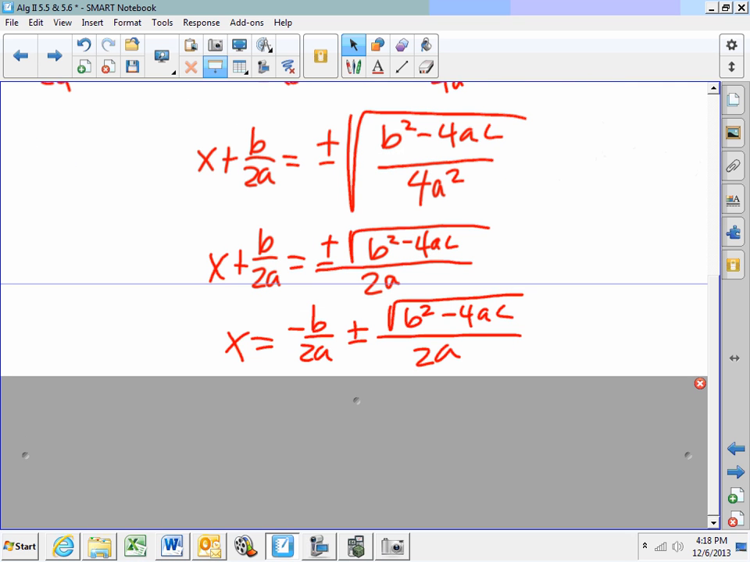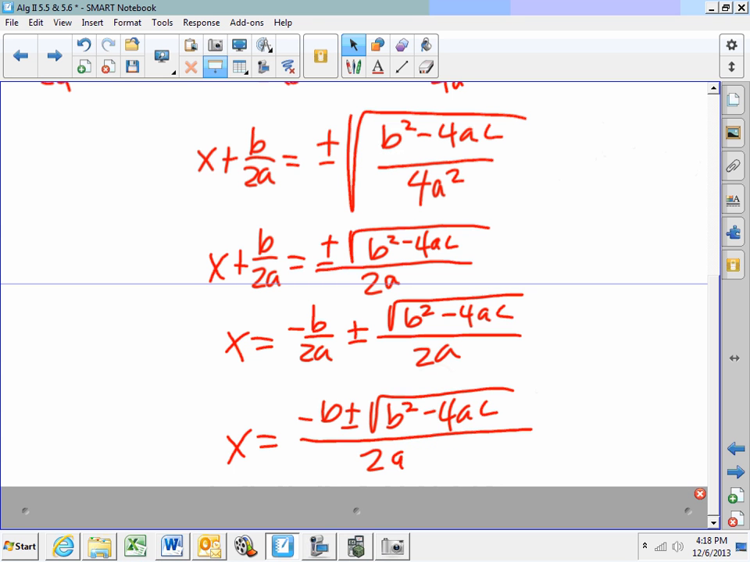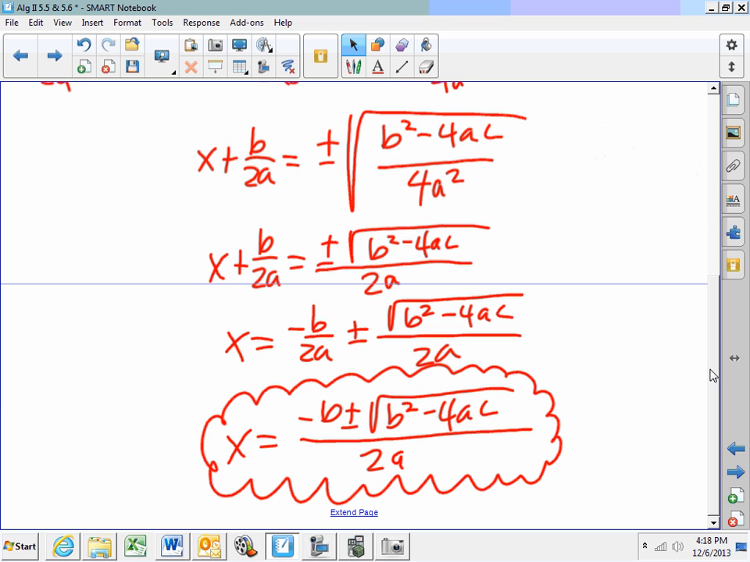So I get x is equal to negative b over 2a plus or minus the square root of b squared minus 4ac over 2a. Now, since these two fractions both have a denominator of 2a, we can add their numerators together, and what we get is negative b plus or minus the square root of b squared minus 4ac over 2a. Now, this is a very important result, and it has been known through the centuries as the quadratic formula. So x is equal to negative b plus or minus square root b squared minus 4ac over 2a is the quadratic formula. Now, guys, this must be committed to memory.